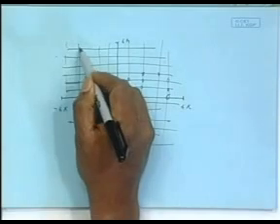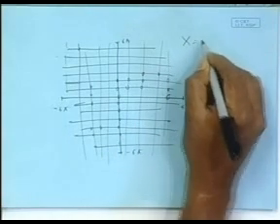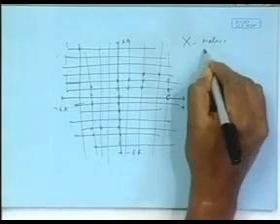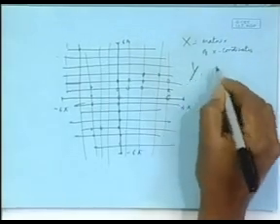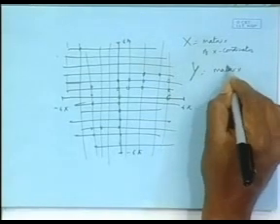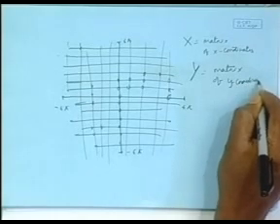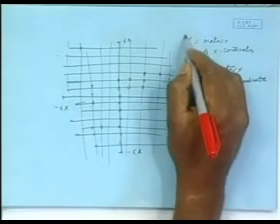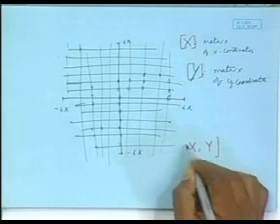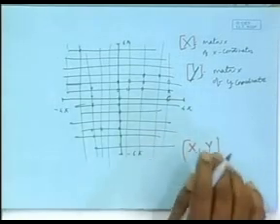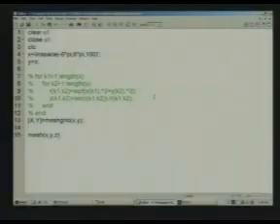So x is the matrix of x coordinates, and y is the matrix of y coordinates. So if you write x and y, this gives you all the coordinates pairwise. If you pair all of them, you have all the coordinates. That means you have created the grid by using meshgrid.